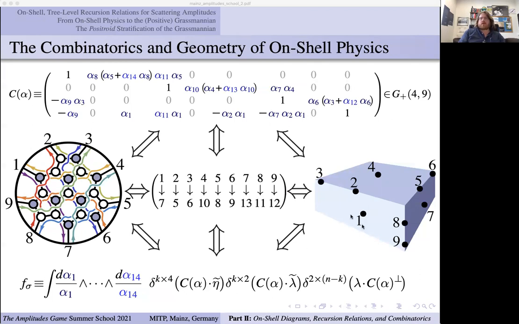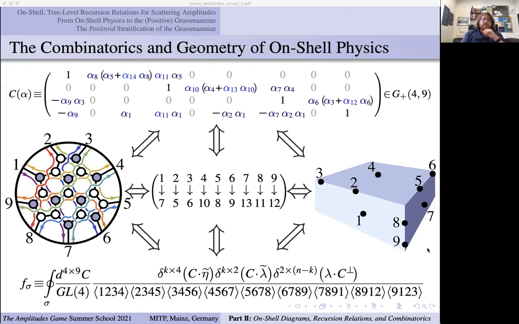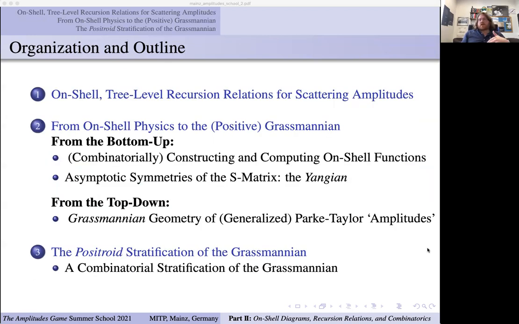And so in today's lecture, I want to talk about this web of combinatorial relations. That from the diagram, there's a permutation, and from the permutation, you can construct a function and a diagram and construct this geometry. And similarly, from the geometry, you can also read off these permutations. And all of these things give you a combinatorial picture for these particular on-shell functions that are relevant for maximum supersymmetric Yang-Mills theory in 4 dimensions.